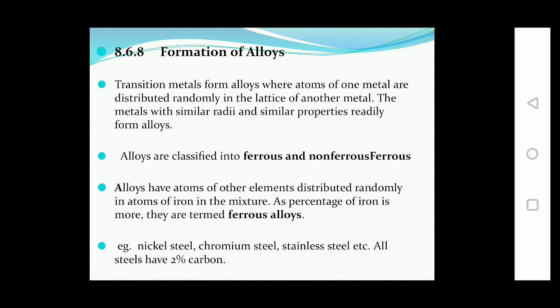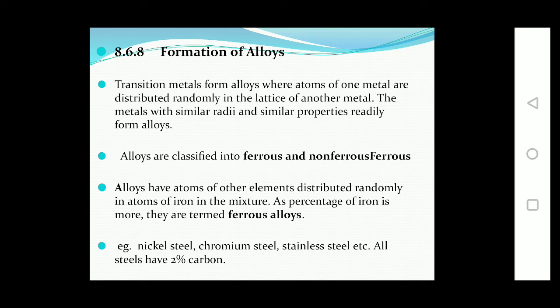There are two types of alloys. That means alloys are classified into two types, ferrous alloys and non-ferrous alloys. Ferrous alloys, first type, as the name suggests, contain iron mixed with another element. So basically iron must be there. When iron is mixed with another metal, then it is called ferrous alloy. Percentage of iron is more in these alloys.